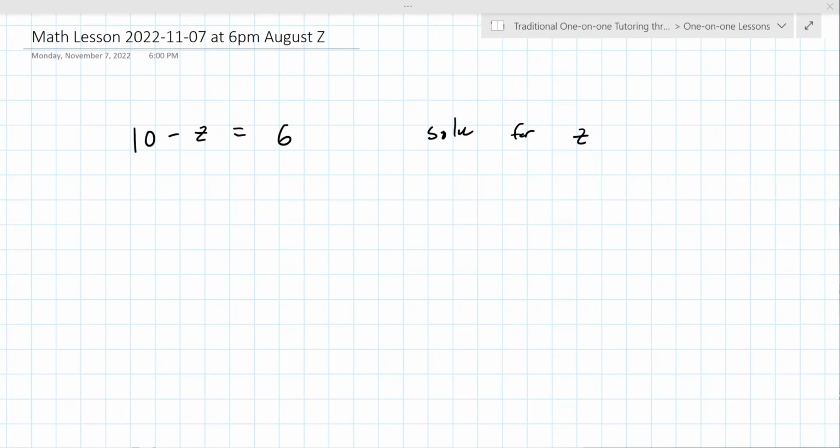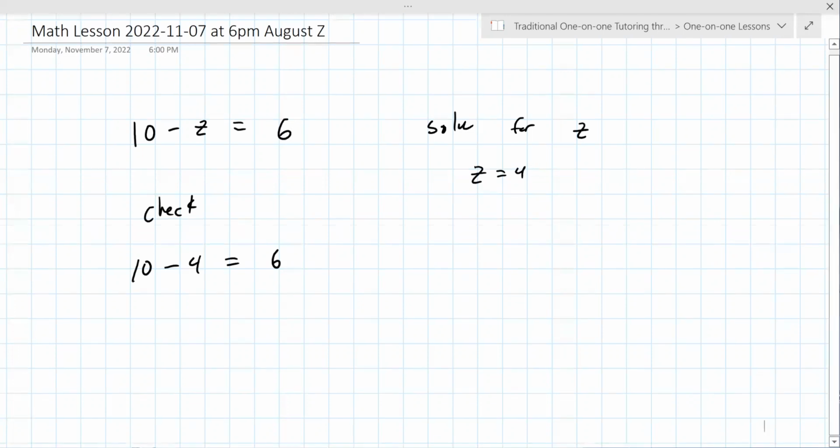Equals 10. No, the way you just said, if z equals 4, which is true, you check by putting it back into the original. Okay, something like that. How about let's try one of these here. Let's make up another one.